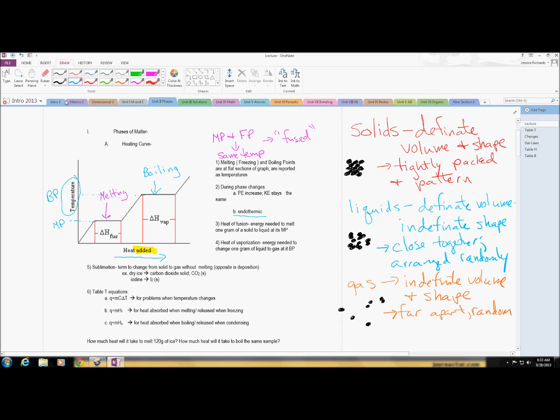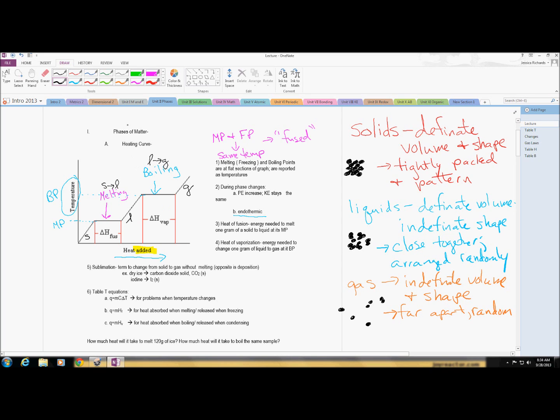So down here, we have a solid. Here we have a solid and a liquid as solid turns into a liquid. At this slanted section we have just liquid. At this next flat section we have a liquid and a gas as the liquid turns into a gas. And then at this point it's all a gas, only gas there at that phase of matter.